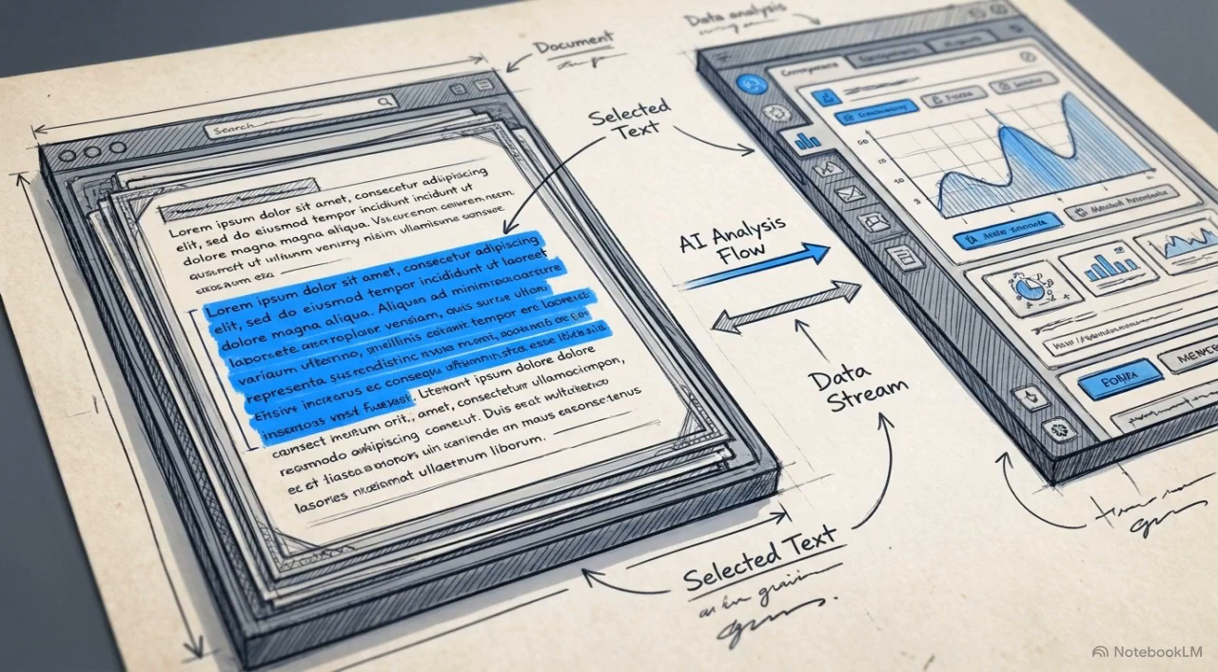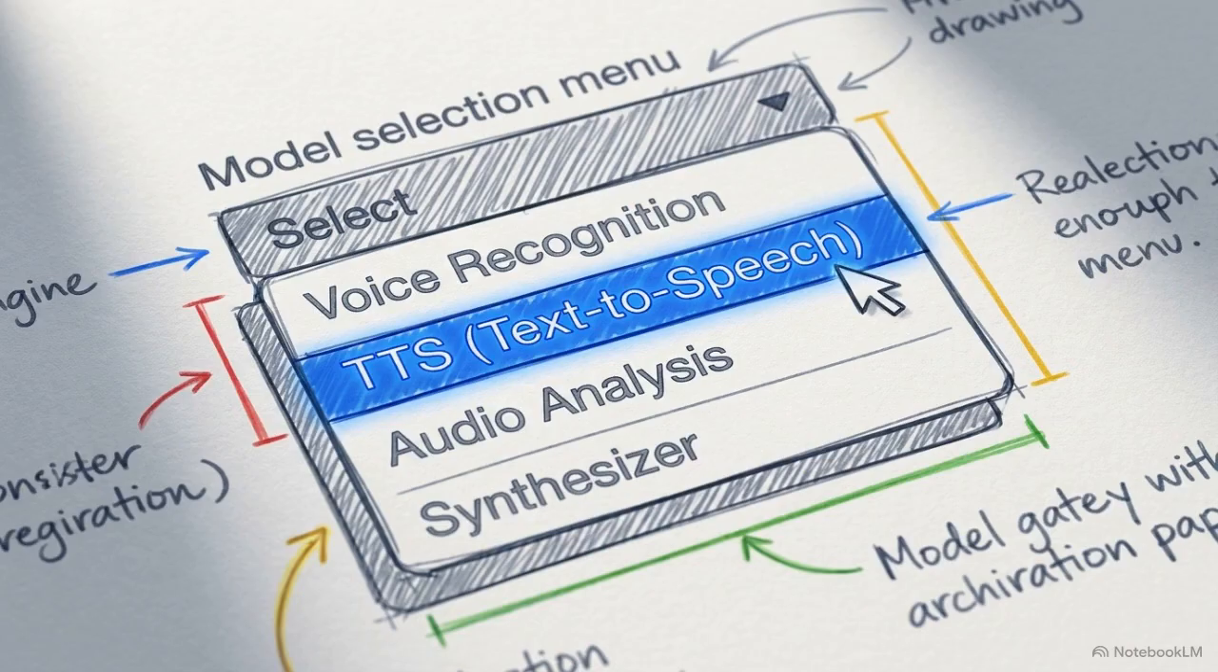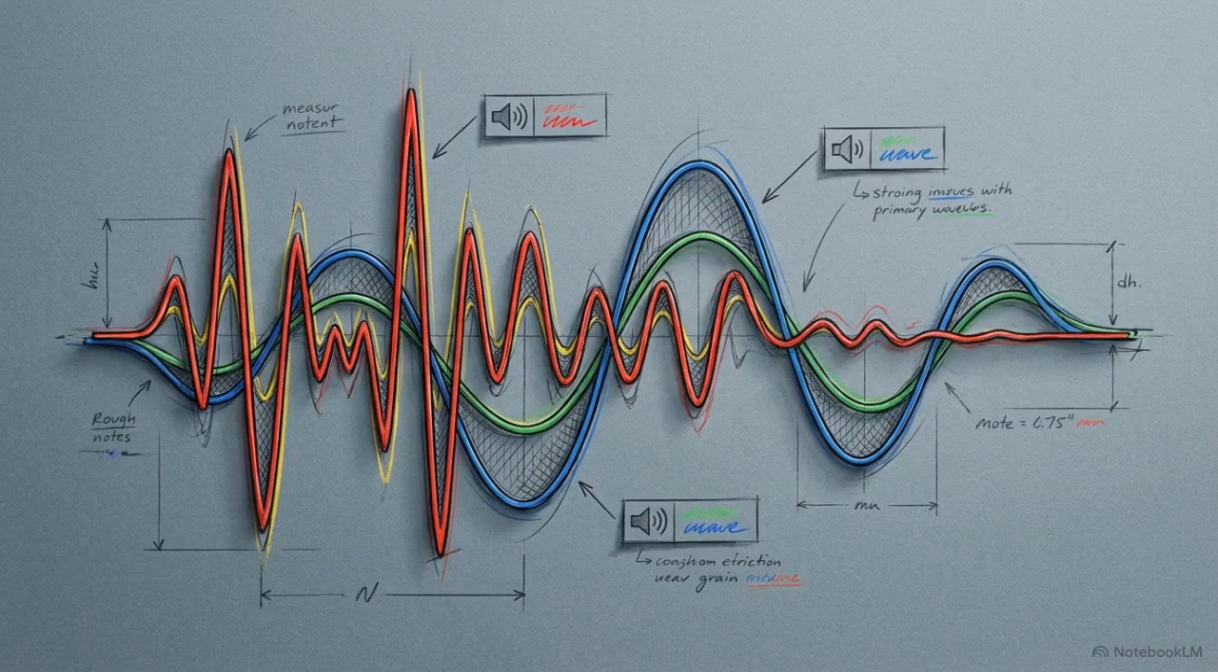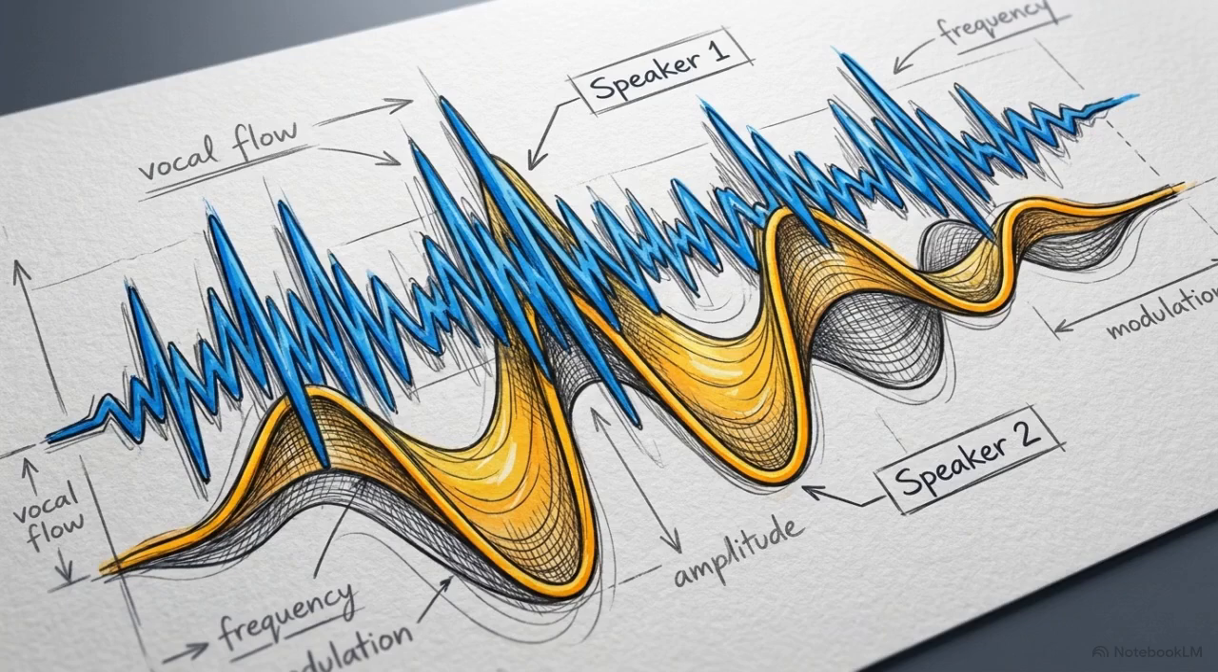Once your script is generated, you can convert that text into audio by selecting a text-to-speech or TTS model from the drop-down menu. Copy the dialogue from your script and paste it into the TTS input field. This interface allows you to assign separate voices to your text. You can designate Speaker 1 for a narrator and Speaker 2 for a guest to create a natural, multi-voice dialogue.